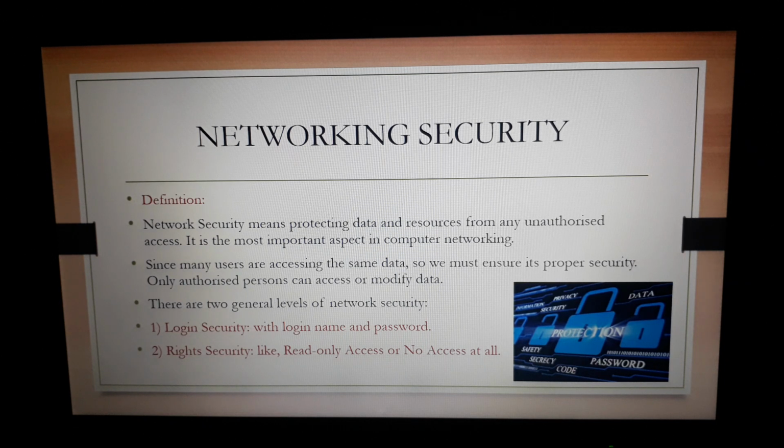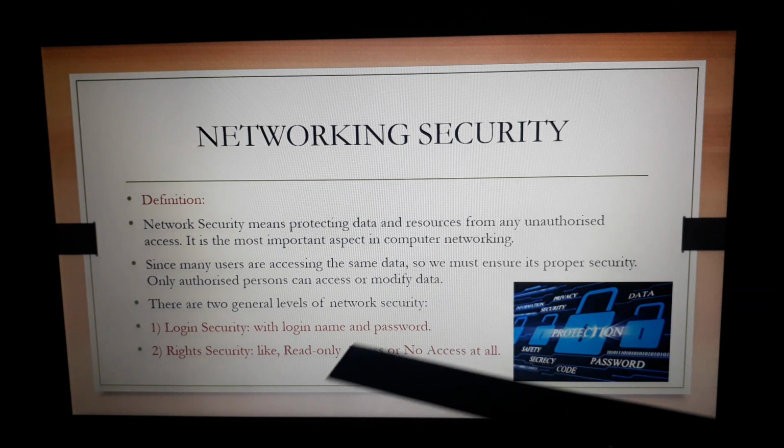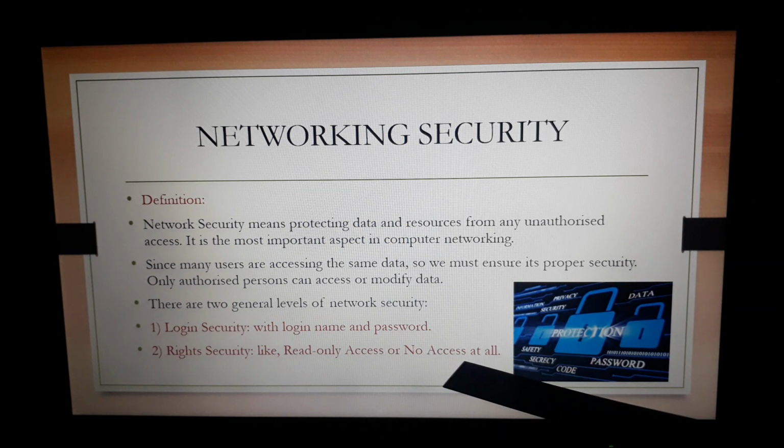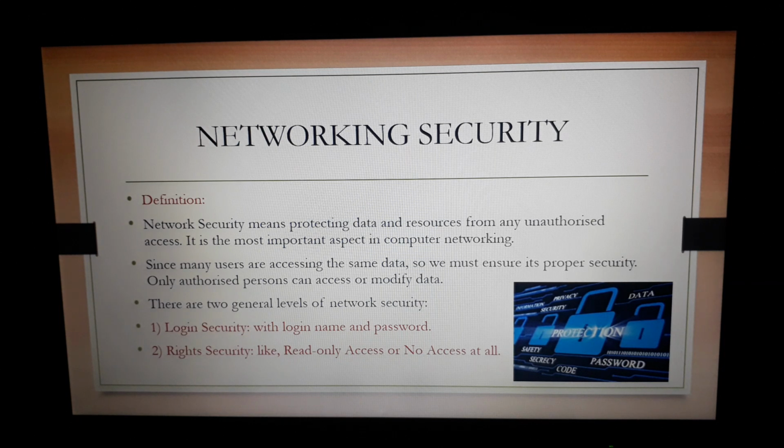Okay, there are two general levels of network security: login security with login name and password, that maybe you know very well, and the other, write security. For that you have to use read only access or no access at all. You know that sometimes you can read some data but you can't make any changes. This type of security is known as read only write security. And sometimes you can't access any data at all, so it is no access.